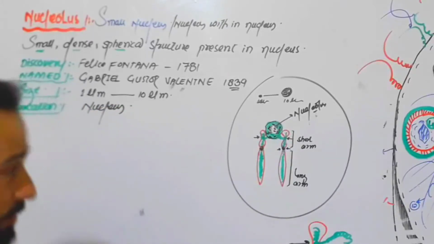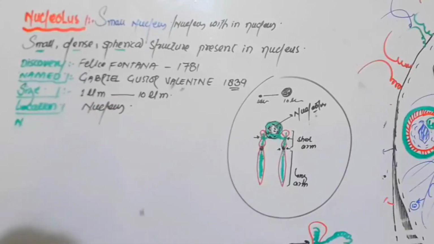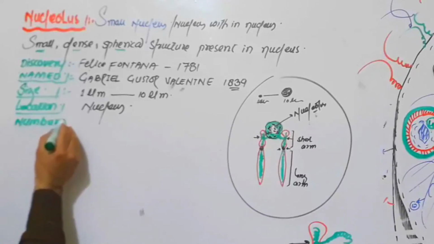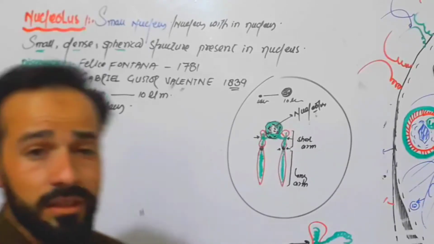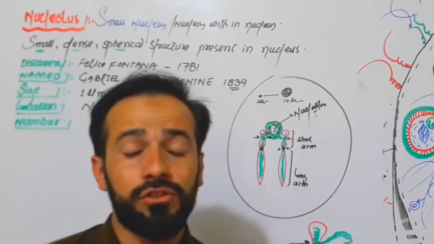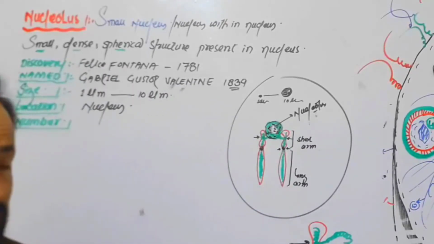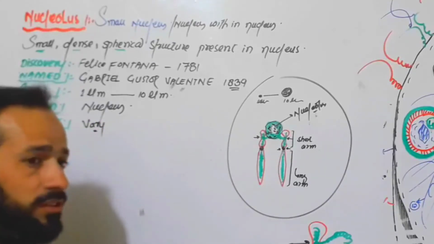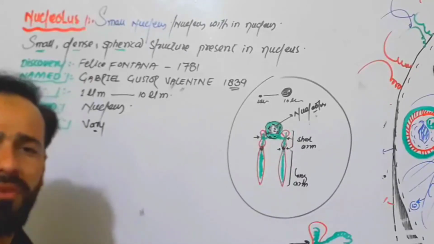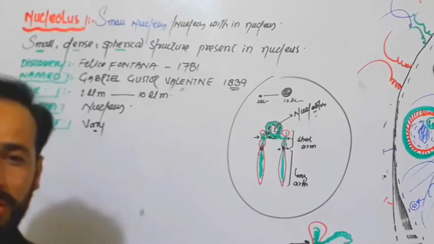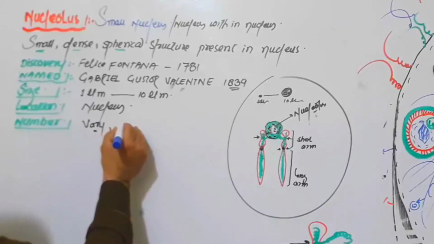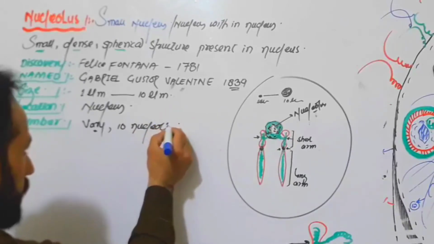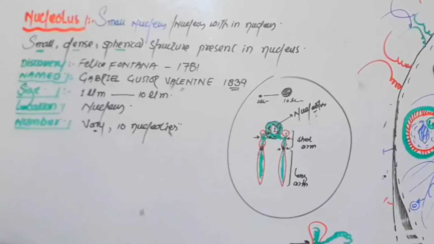What is the number of nucleoli? How many nucleoli can be found in a cell? We are talking about the human cell. Inside the human cell, there can be up to 10 nucleoli, right? So we say that its number varies. Vary means in some cells it has 1 nucleolus, in some cells there may be 5, and in some cells there may be 10. So in the human body there are about 10 nucleoli inside our cells. Right, this is its number.